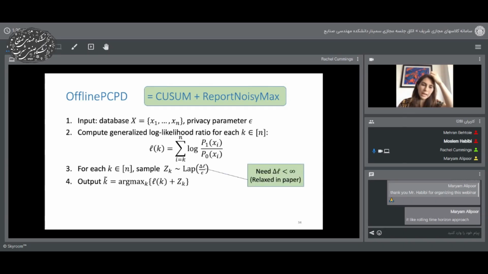And there's one little assumption here, which is that we need this to be finite and reasonably small. This is not true in general, and we relax this in the paper, but for the talk, let's think about this as being finite and reasonably small. And so this is for the offline case. And we're again going to use this as a subroutine for the online case.